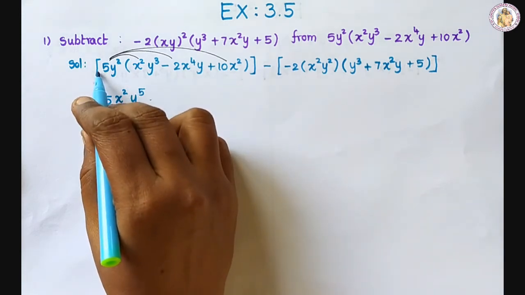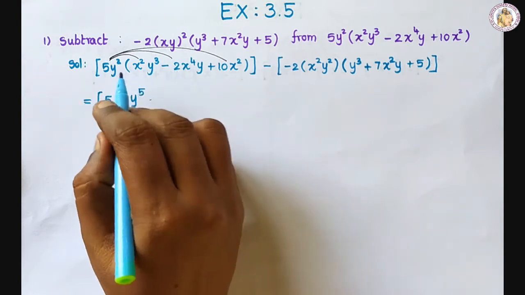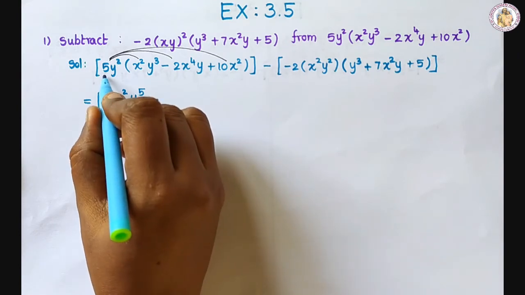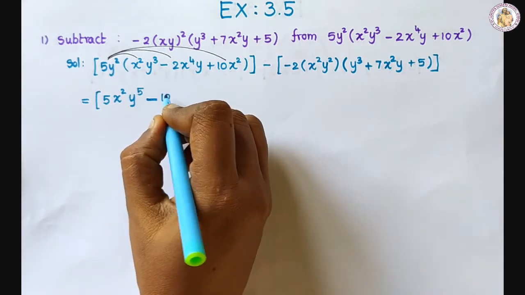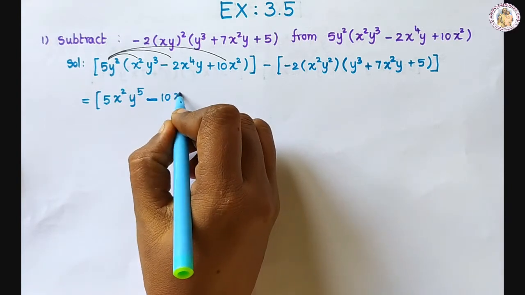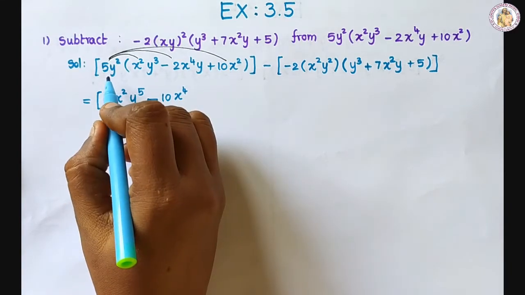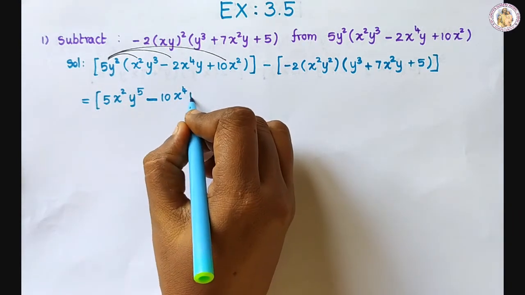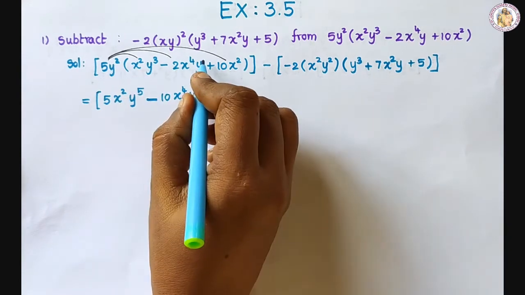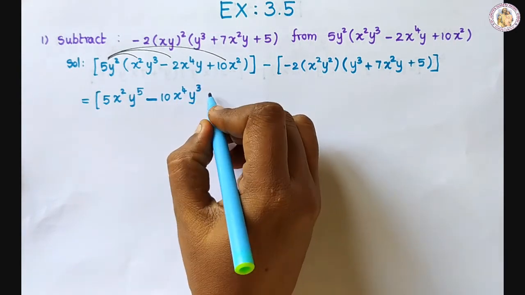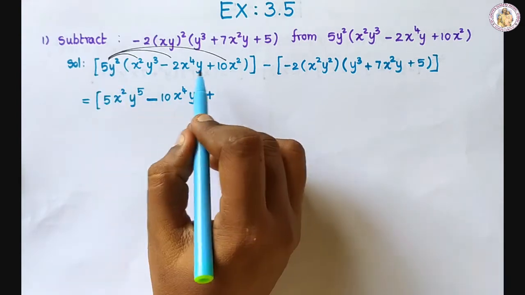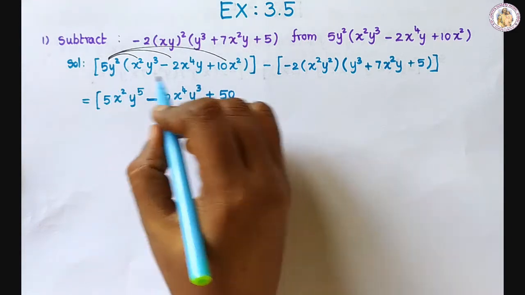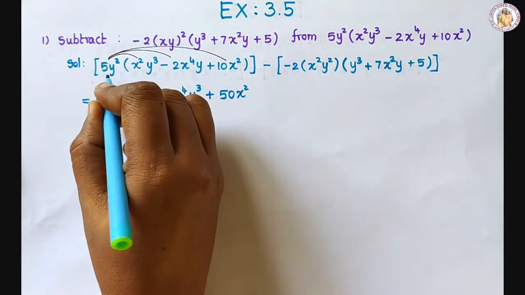Next, multiply 5y squared into second term, plus into minus, minus. Numerical coefficient 5 into 2, 10, here only x power 4, and y squared into y, here 1 power, so base are equal, write down, add the powers, means 2 plus 1, 3. Plus into plus, plus 5 tens of 50, x squared y squared.